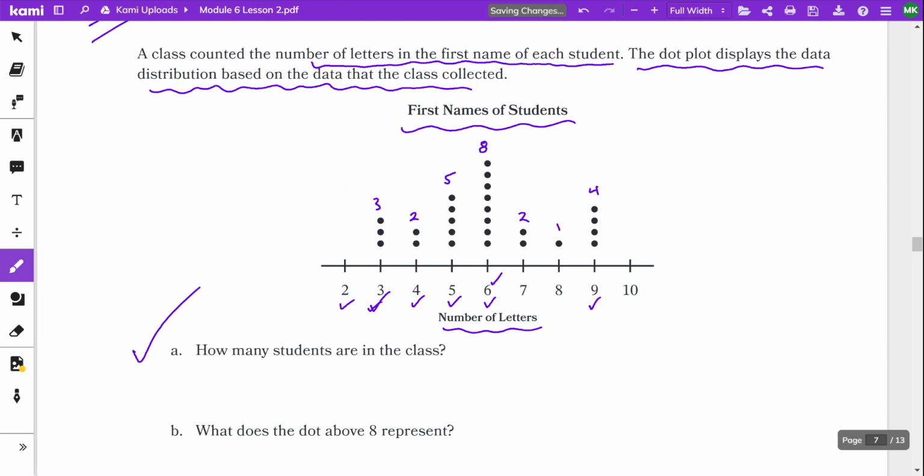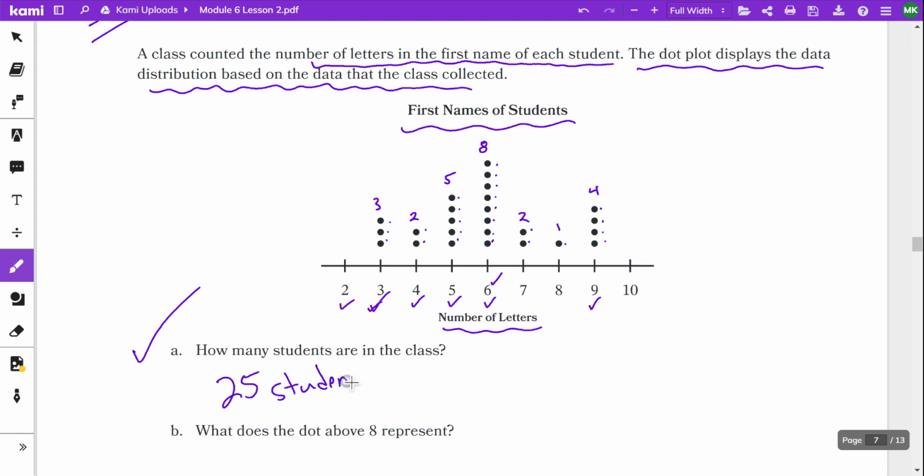So every dot is a student. Now, you can just count them up if you want. 1, 2, 3, 4, 5, 6, 7, 8, 9, 10, 11, 12, 13, 14, 15, 16, 17, 18, 19, 20, 21, 22, 23, 24, 25. So it looks like 25 students.